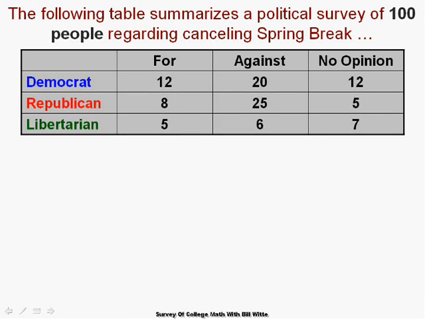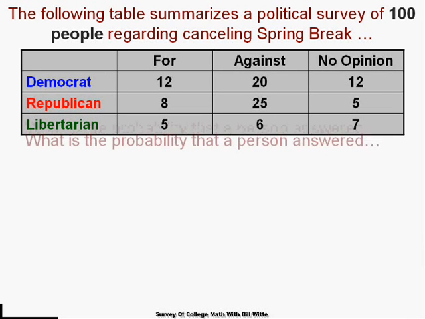It's always useful to be able to come up with some interesting statements based on a perhaps arguably boring table here. What we have is a table that summarizes a survey taken of 100 people. The whole thing adds up to 100. Regarding canceling spring break, some people are for it, and some people are against it. As you can see, we've divided it by party as to who's for and who's against it, and some people have no opinion. Okay? Well, big deal.